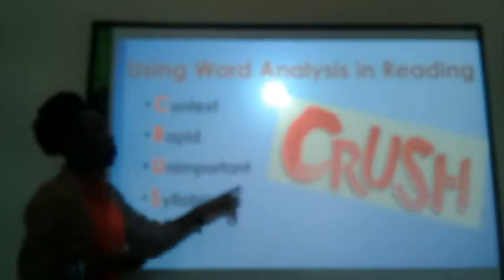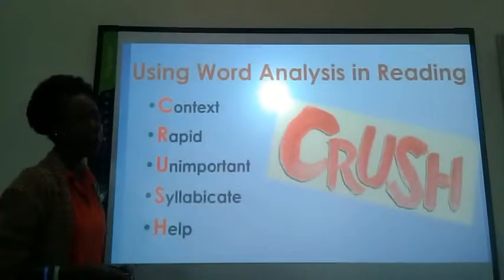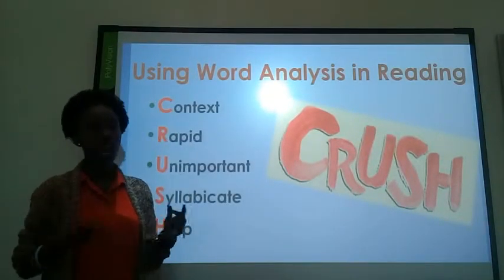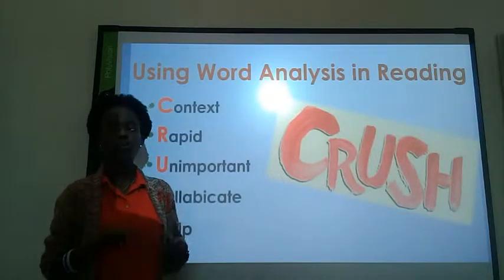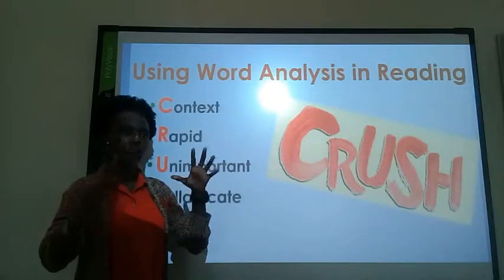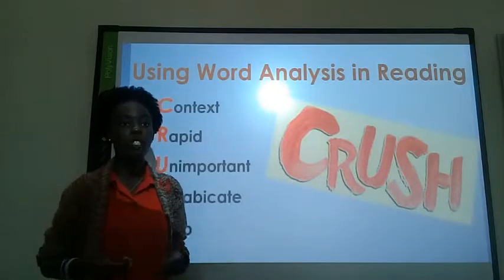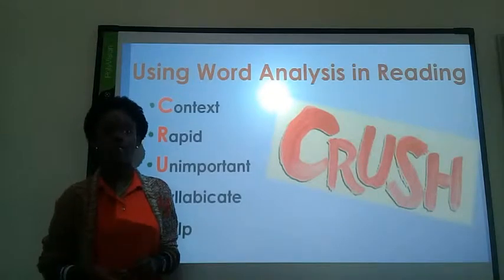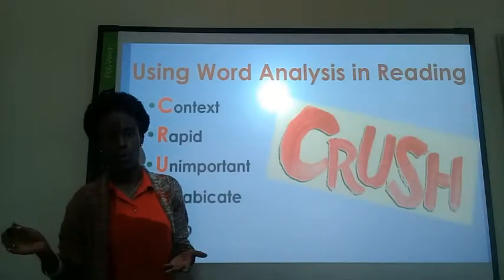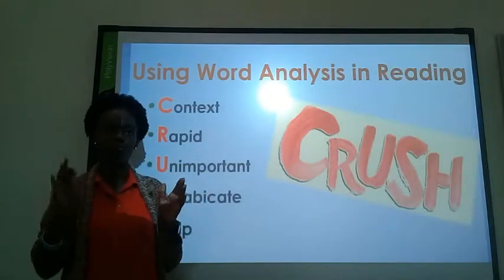So when you're using word analysis in your reading, the letters C-R-U-S-H, crush, can be something to help you remember. C is context. Contextual analysis for periodic determination of meaning of new words. And so the student would stop and use some context clues and try to figure out, what does this word really mean? R is rapidly focusing on the initial consonant or vowel sounds, prefixes, and suffixes while reading the whole word. And so you take a quick glance at that, and then you just run through.